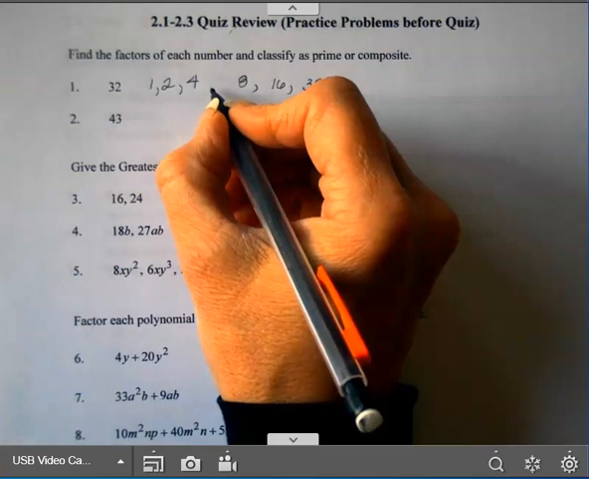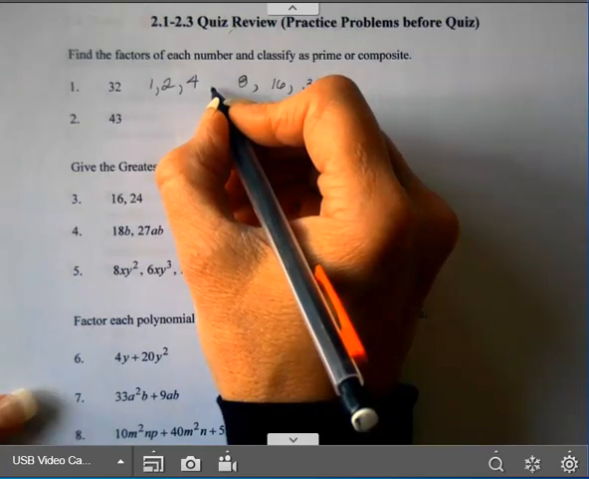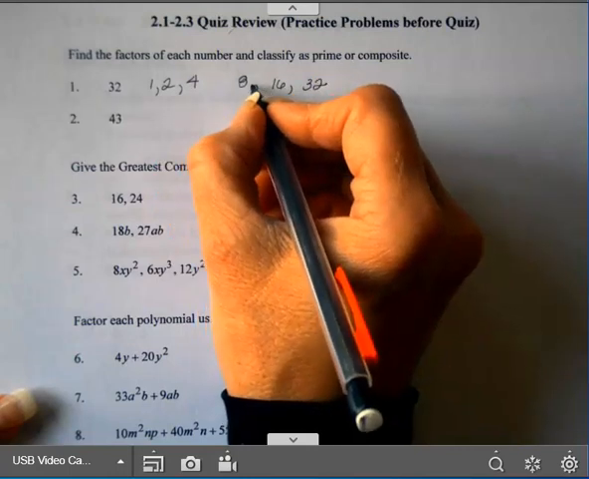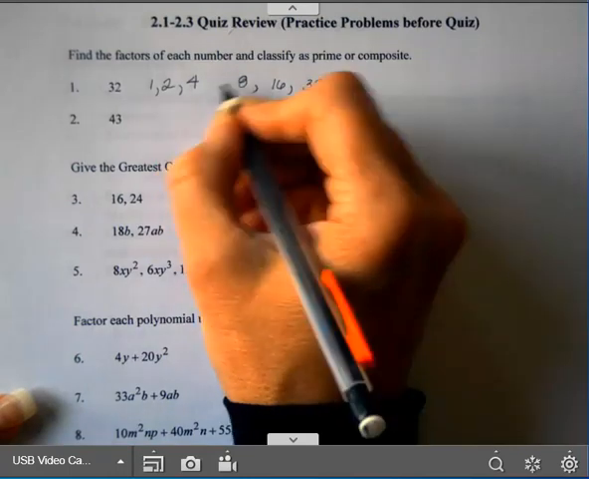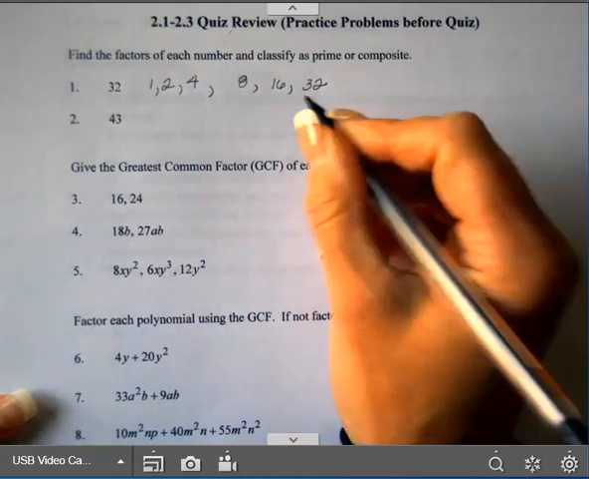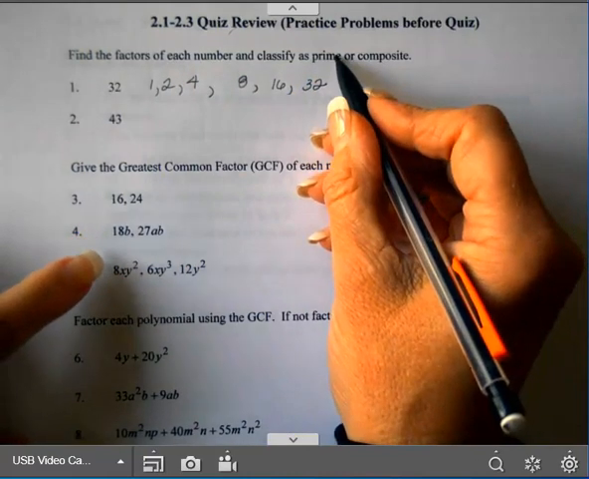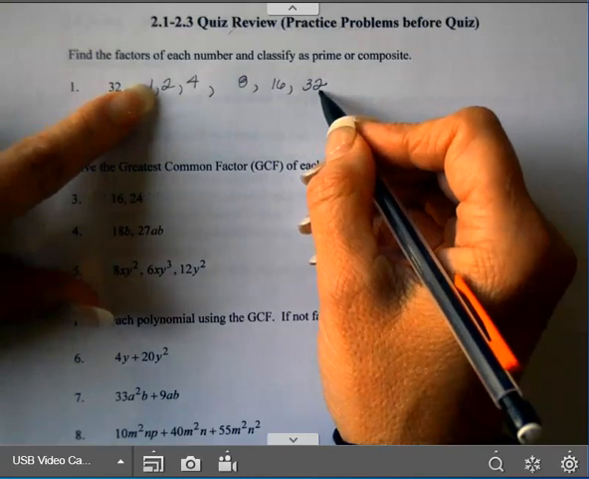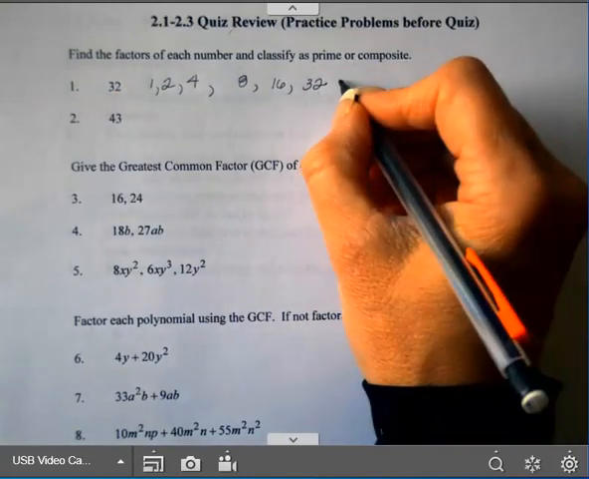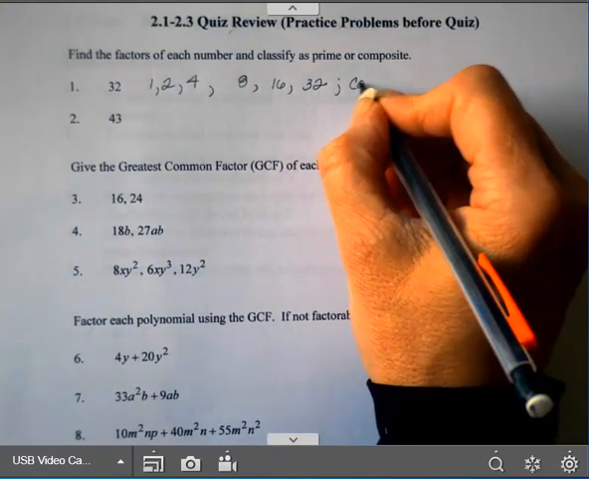5 does not go into 32. 6 does not go into 32. 7 does not go into 32. We already have done 8 and everything above it. So we're done. If it's prime, then the only factors would have been 1 and 32. It has extra, so this number is composite.